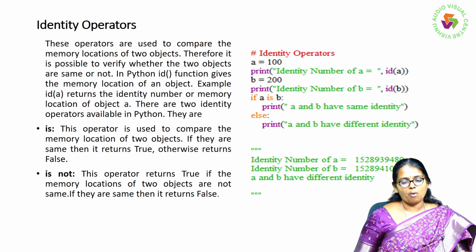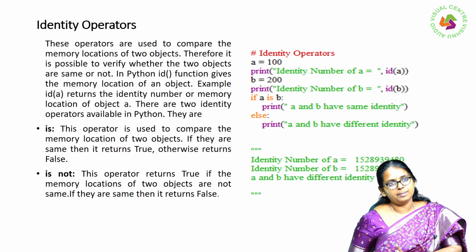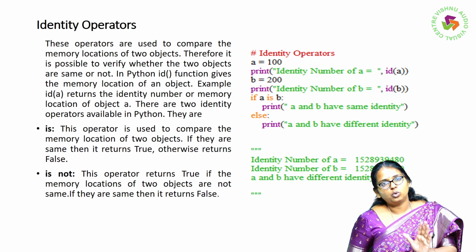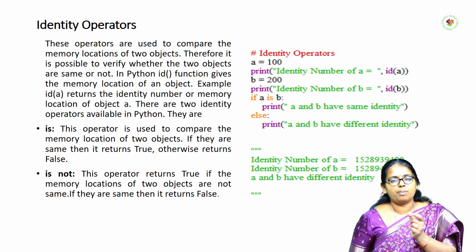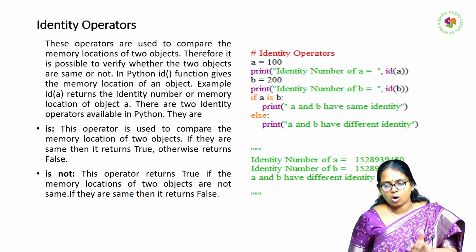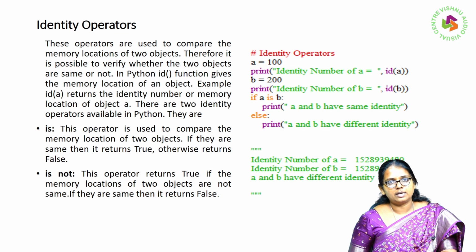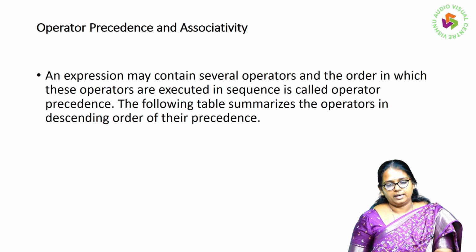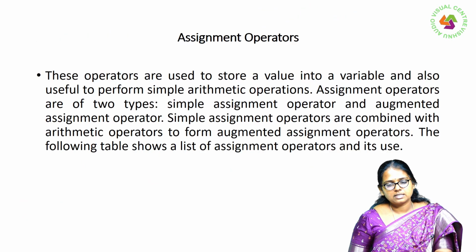The is operator is used to compare the memory locations of two objects. If the memory locations of two objects are the same, then the is operator returns true. If the memory locations of two objects are not the same, then the is operator will return false. So that is about the is operator. To check the memory location, we use the ID function. So these are the operators in Python.